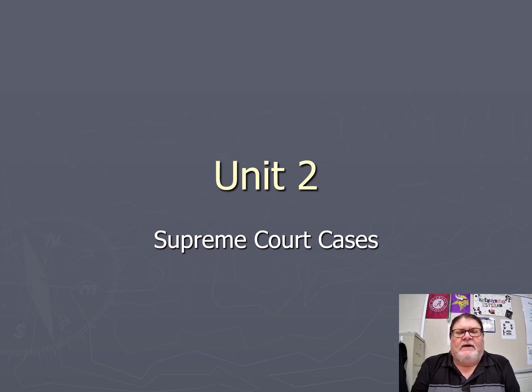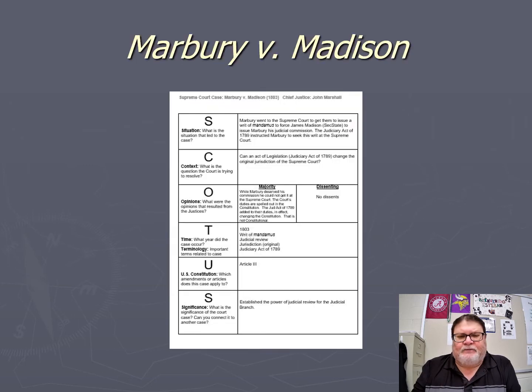All right, hello everybody. I wanted to do the same thing I did before the last test for Unit 1. I gave you a quick summary explanation of each of the Supreme Court cases involved so far in the unit. So I'm going to do that again here. It's going to be the two cases, Marbury versus Madison and Baker versus Carr, just to make sure we all have a really good understanding of these two required court cases.